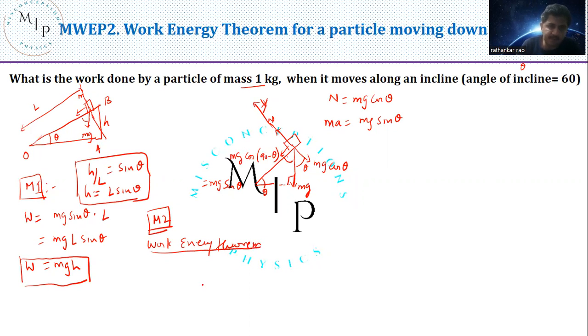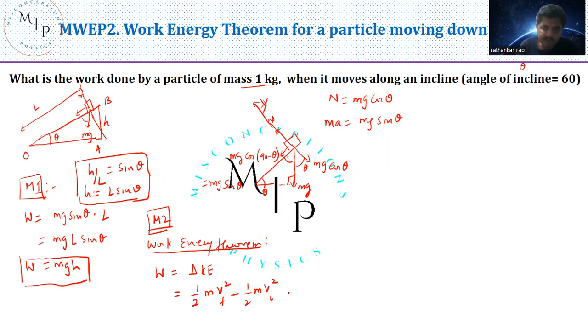Now, what does the work energy theorem tell you? The work energy theorem tells us that the work done on a particle, remember this term, if a force is applied on it, is given by the difference in the kinetic energies. So I can now write this as half m v final square minus half m v initial square.